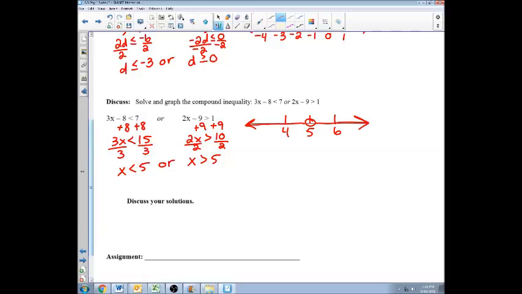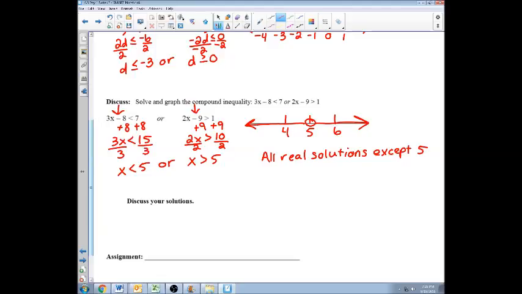It tells me that it is all real solutions except 5. Because both of those inequalities say that neither one are equal to 5, then there can be a hole here at 5. Everything that's smaller than 5 would work as a solution for this inequality. Everything that's greater than 5 will work as a solution for this inequality. So it's all real solutions except 5.